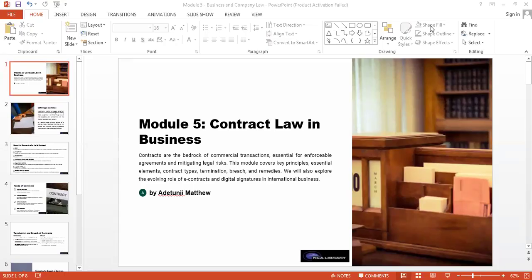Welcome back to class, and today we'll be discussing contract law in business. Contracts are the bedrock of commercial transactions, essential for enforceable agreements and mitigating legal risk. So, this module will cover key principles, essential elements, contract types, termination, breach, and remedies. And we will look into evolving rules of e-contracts and digital signatures in international business.